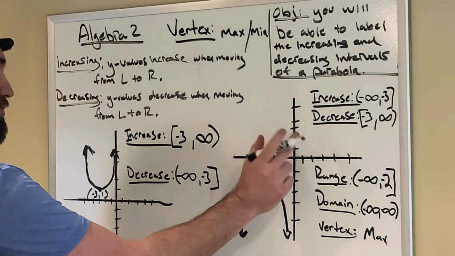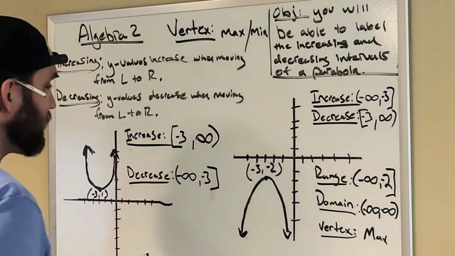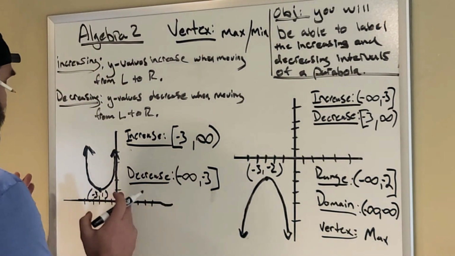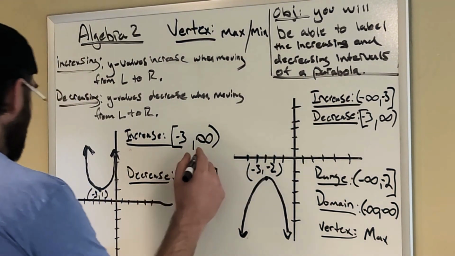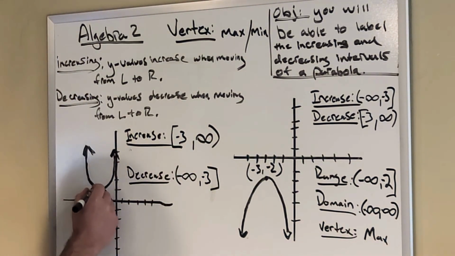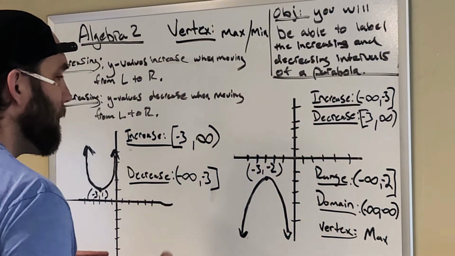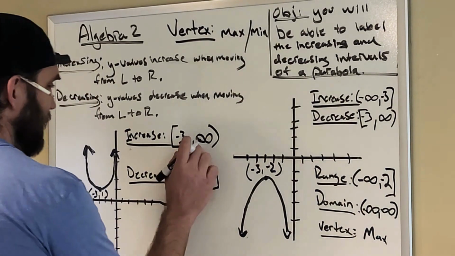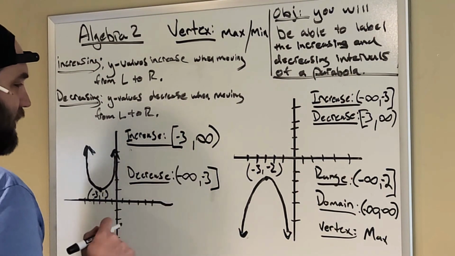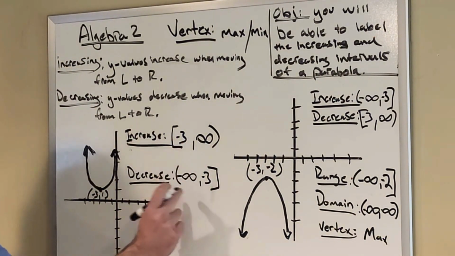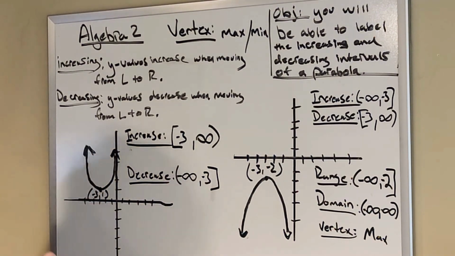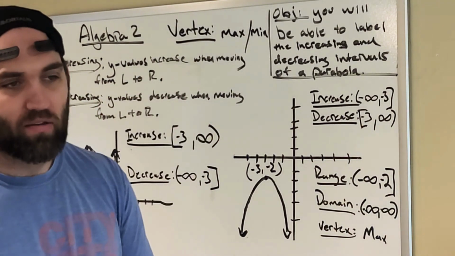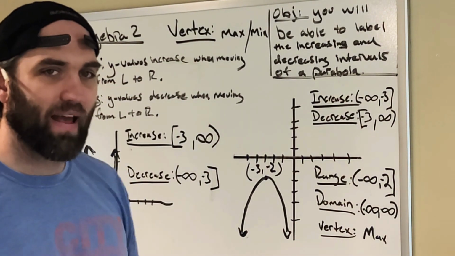The big takeaway with our increasing and decreasing intervals is we want to make sure that we're using our x values to label them. So I looked at what was going on the y-axis, whether it was going up or down, but I didn't label it that way when I made the notation. I just solely focused on the x values. What's happening at that x value? Are they still going down? Is the figure still decreasing, or is the figure increasing on that x value?